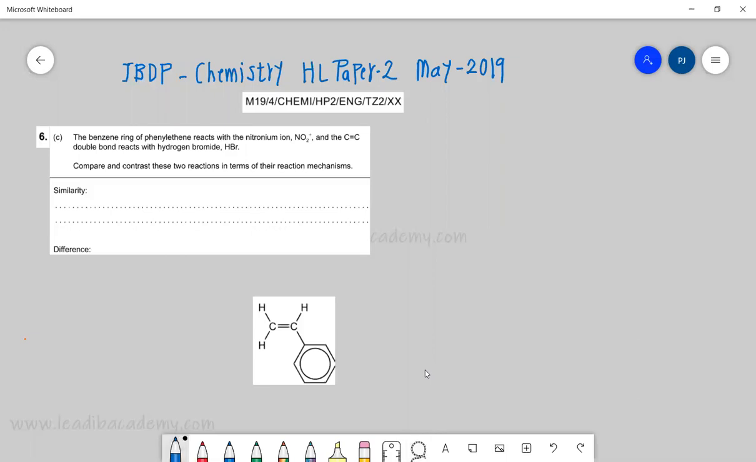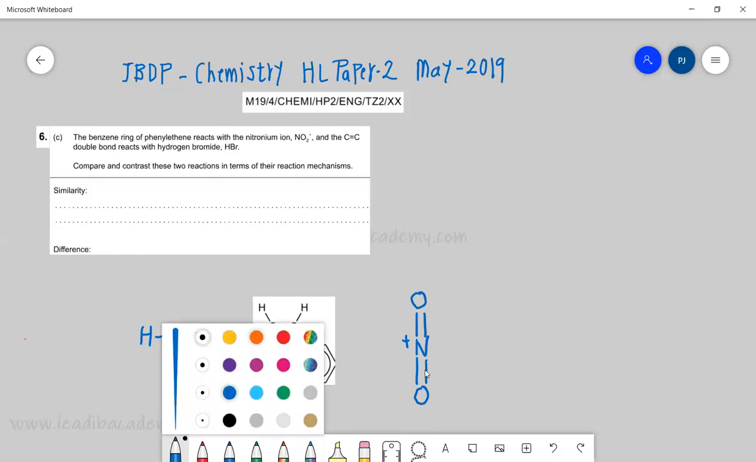Let me try to show. First HBr, hydrogen bromide, and then nitronium ion. So let's show nitronium ion. So first, understand, is there any similarity and what is that?